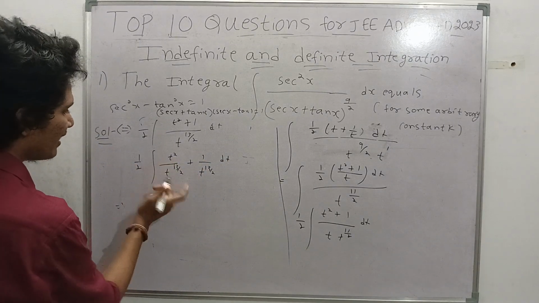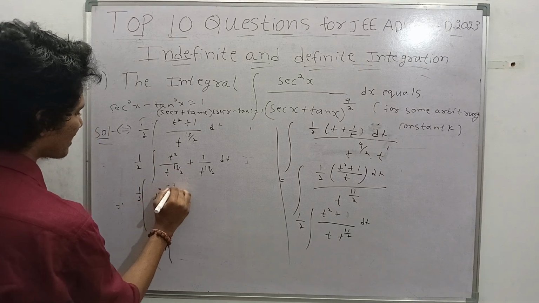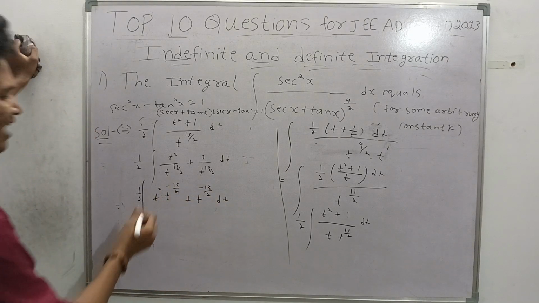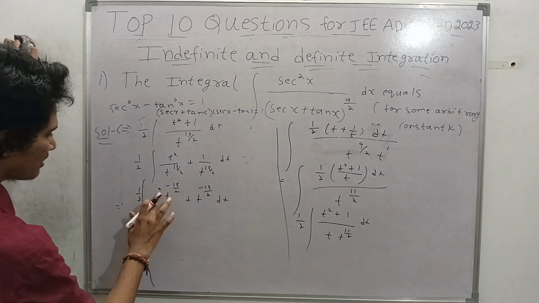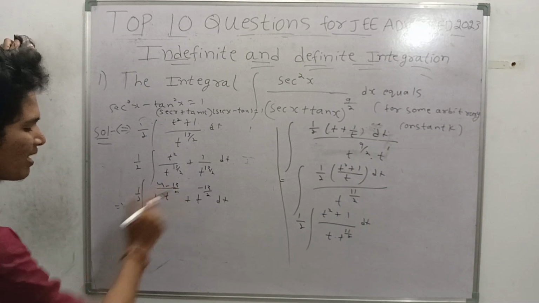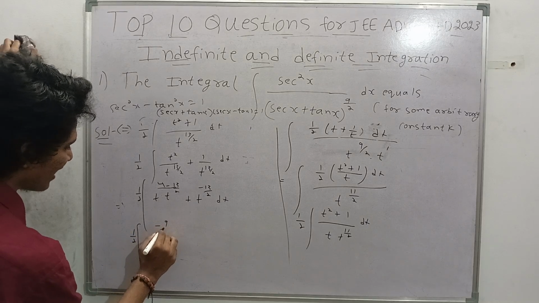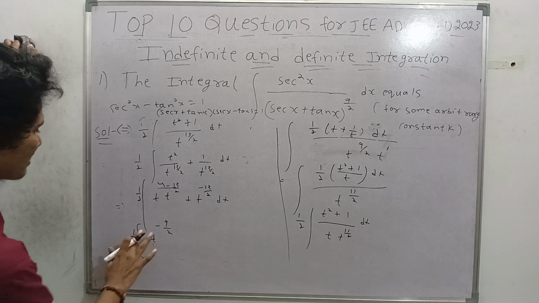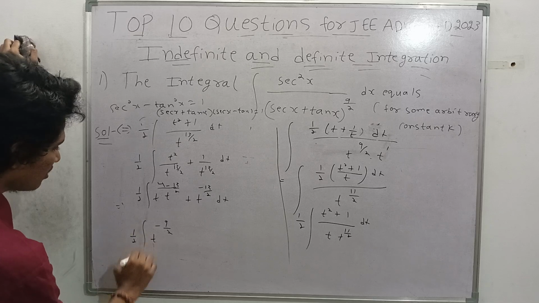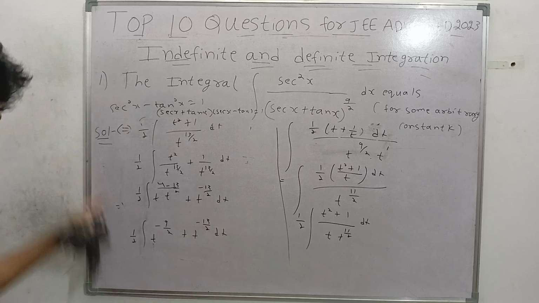What about after dividing? Half into t square into t power minus 13 by 2 plus t power minus 13 by 2 dt. And what is this thing? t into t power, here it is 4 minus 13 by 2 after taking LCM. So 4 minus 13 by 2 is minus 9 by 2. So half into t power minus 9 by 2. Here it is the integration symbol, not bracket. Be careful, guys. t power minus 9 by 2 plus t power minus 13 by 2 dt. You can copy this thing.